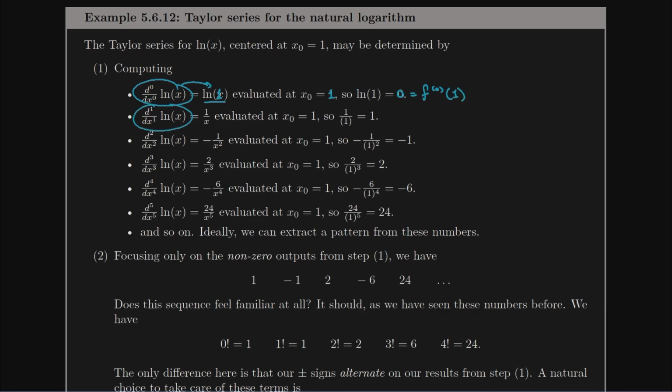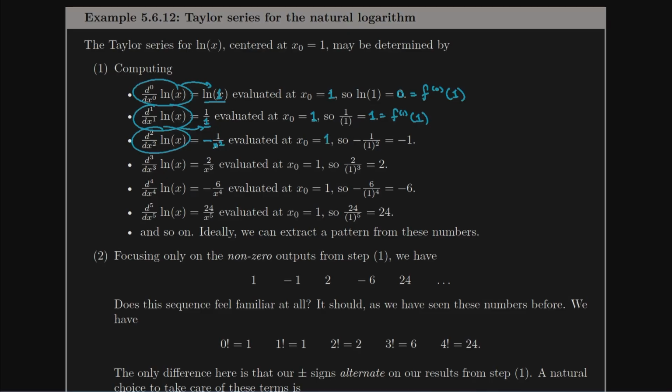If I take 1 derivative of the natural log, that's 1 over x. If I evaluate that at the center 1, I'm getting 1 over 1, which is 1. That's f prime evaluated at 1. We go ahead and take 2 derivatives. That's 1 derivative of 1 over x. 1 derivative of 1 over x is going to give me negative 1 over x squared.